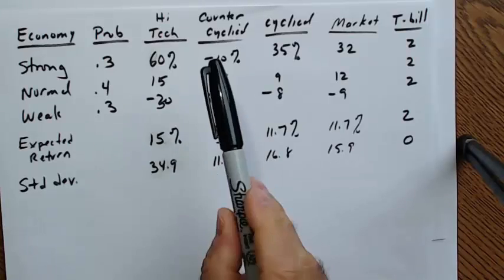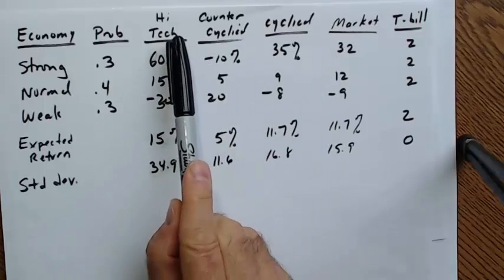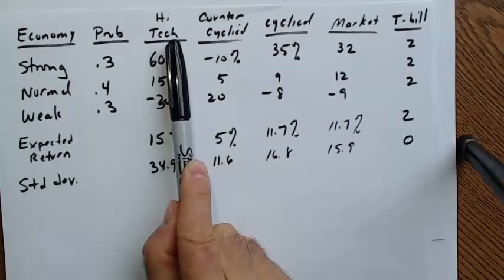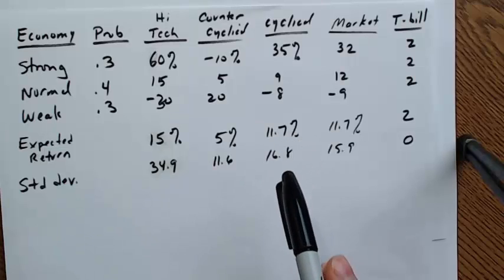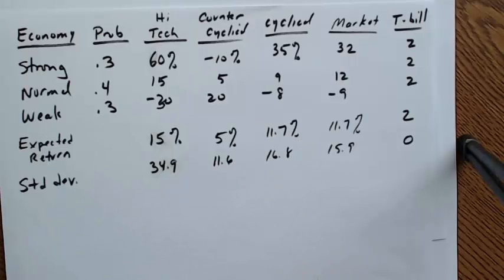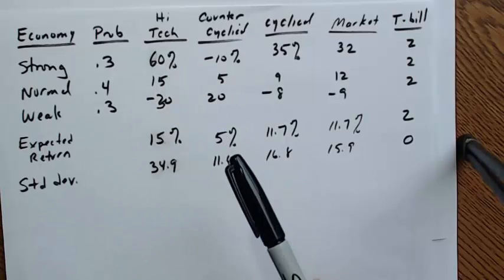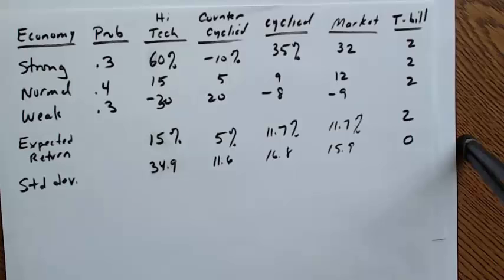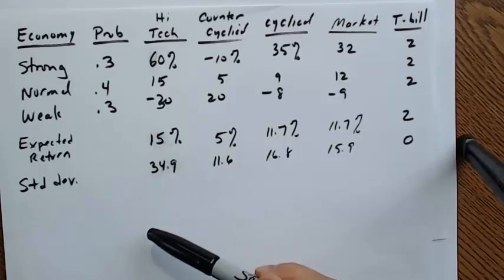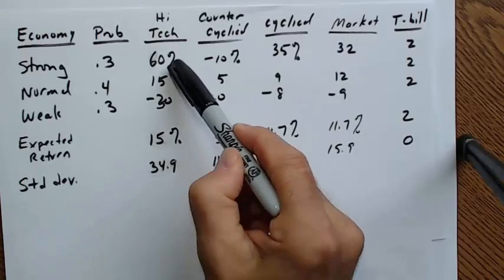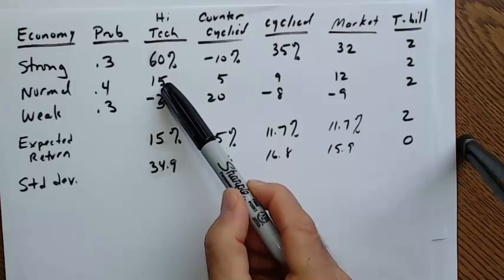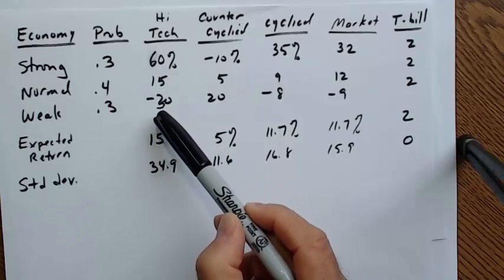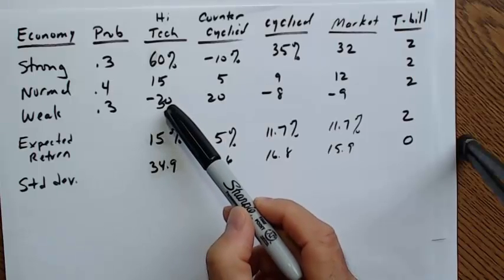Now, I have a number of different stocks listed here. Look at this high-tech stock. Think of it as being in the biotech industry, like Biogen. You could think of Apple being in there. You could think of computer stocks, companies that are on the leading edge in the technology area. In this high-tech company, look at it. In a strong economy, you expect to get 60% out of the stock. In a normal economy, 15%. And if the economy goes into a recession and is weak next year, you'll lose 30%.